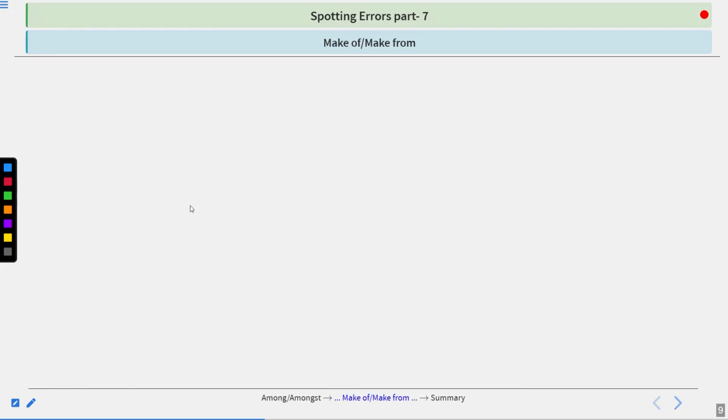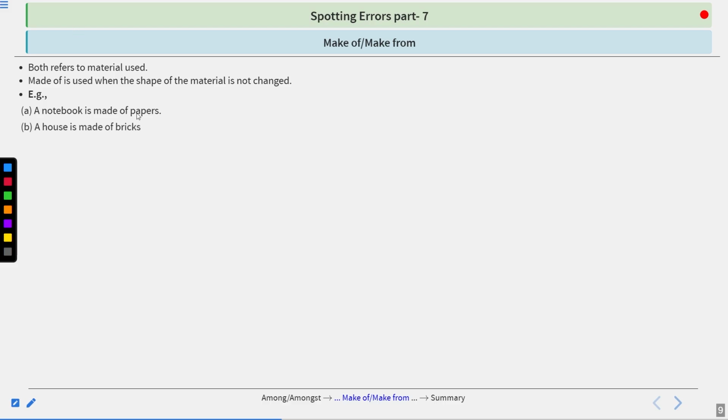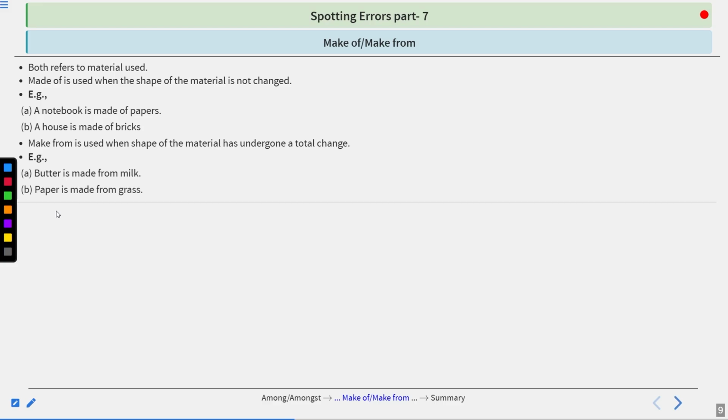Made of and made from. Both refer to material used. Made of is used when the shape of the material is not changed. So we use made of when the shape of the material is not changed. A notebook is made of paper. A house is made of bricks. Made from is used when the material has undergone a total change. Butter is made from milk. So there we can see a change from milk to butter. Paper is made from grass.